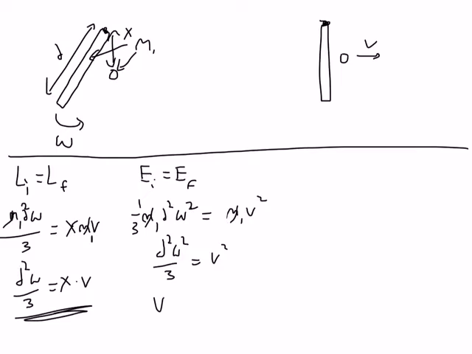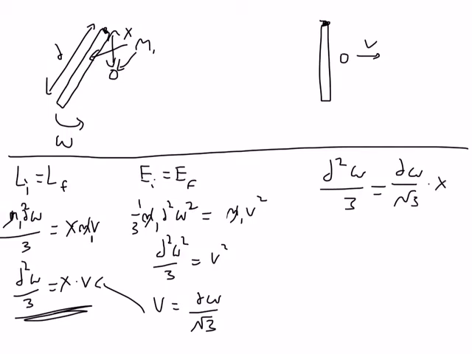Right, so this one will lead to v is d omega over the square root of 3, which we can promptly put right in there. And so we get d squared omega over 3 equals d omega over the square root of 3 times x. We cancel a d and an omega, and we can cancel some of the 3. And so we get x equals d over the square root of 3. And that's the final answer.